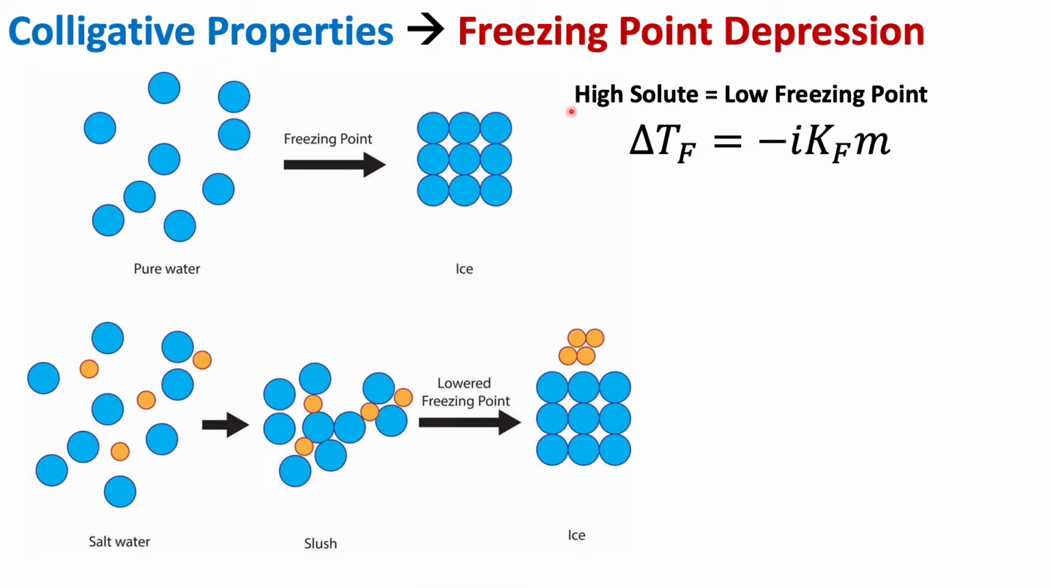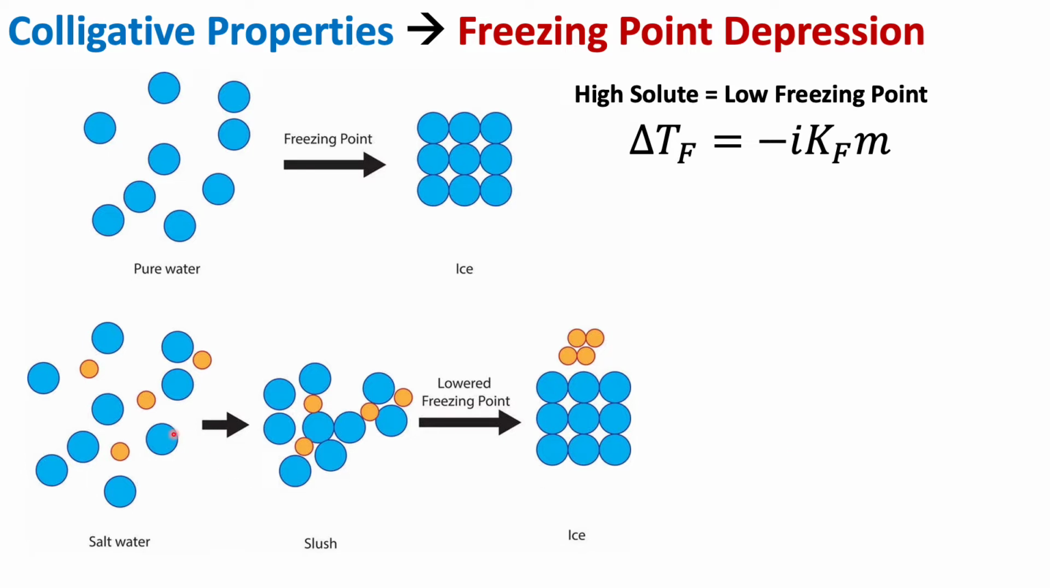Now over here, first of all, we have the freezing point depression. Here we can see that we have pure water, and when we freeze pure water, it turns into ice. Now if we add some sort of ion or solute to our pure water, for example, we take salt water and we try to freeze it, we'll first end up with this slushy water where it's half turning into ice but half water. And then finally, at a lower freezing point, we get ice.